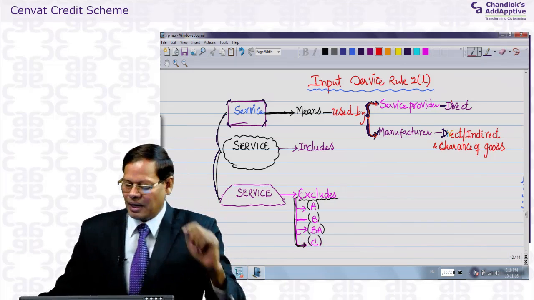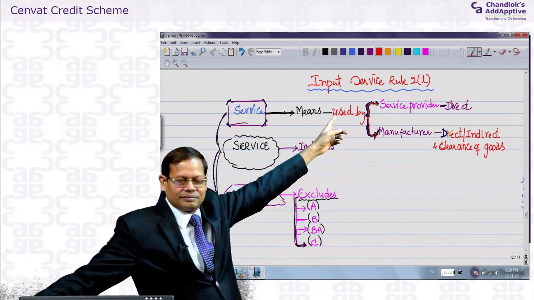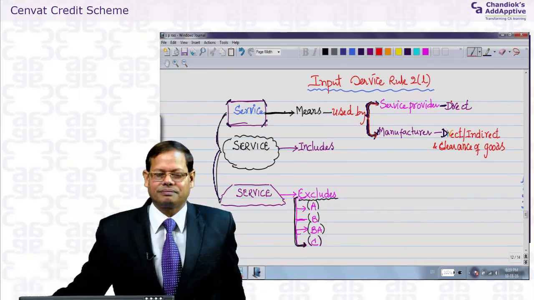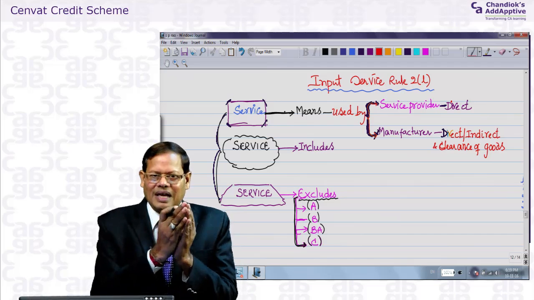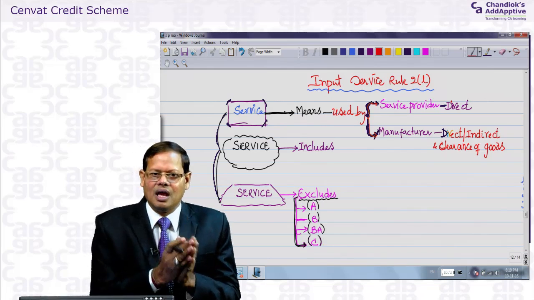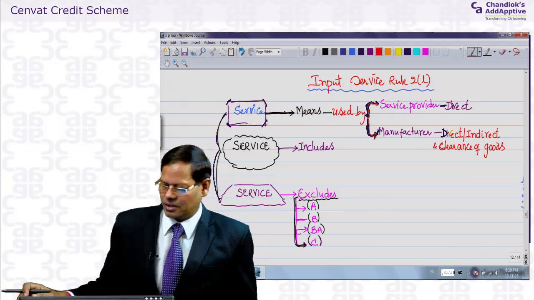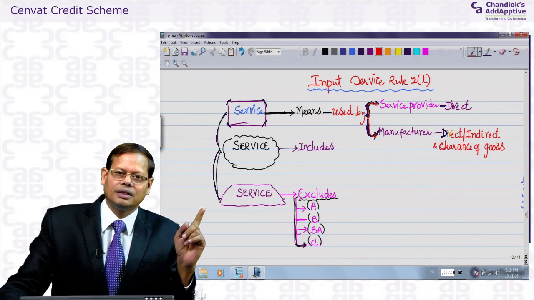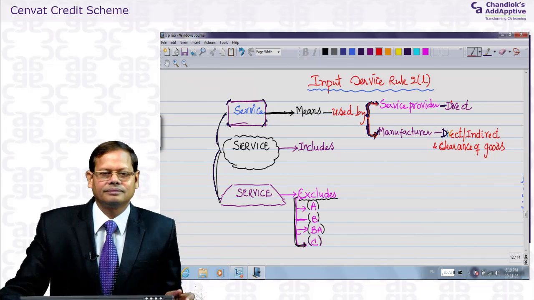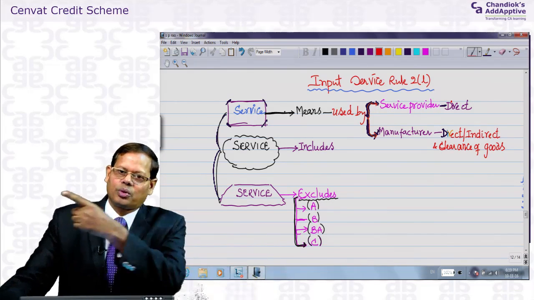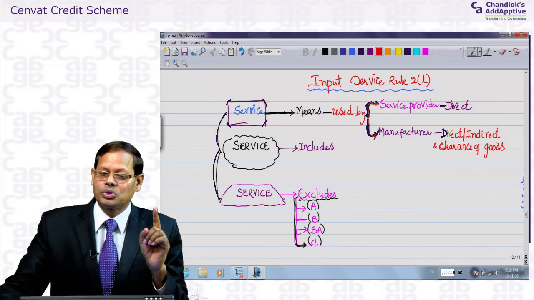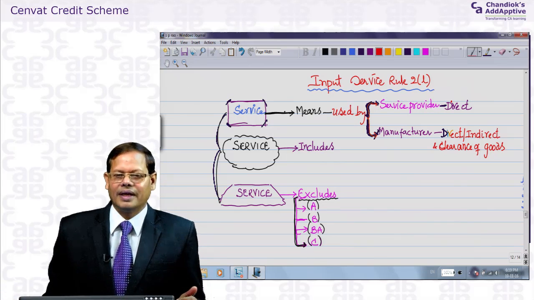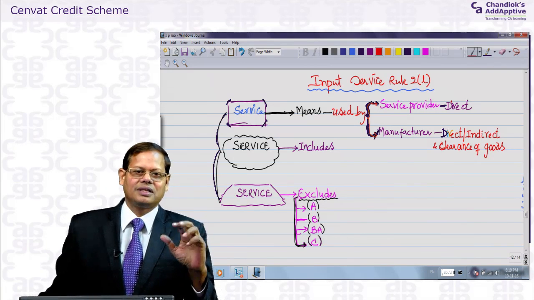So, use is the basis. Here also, used by a service provider for providing output service. That means direct use, not indirect. Suppose I have consumed some service, I have paid for some services, and with the help of these services I am providing another service, otherwise no. There should be a direct connection between the service I have procured and the service I am providing. I am using those services to provide the other service. That is how it is used by a service provider for providing output service. So, direct use. And what about the manufacturer? For a manufacturer, direct use is not necessary.